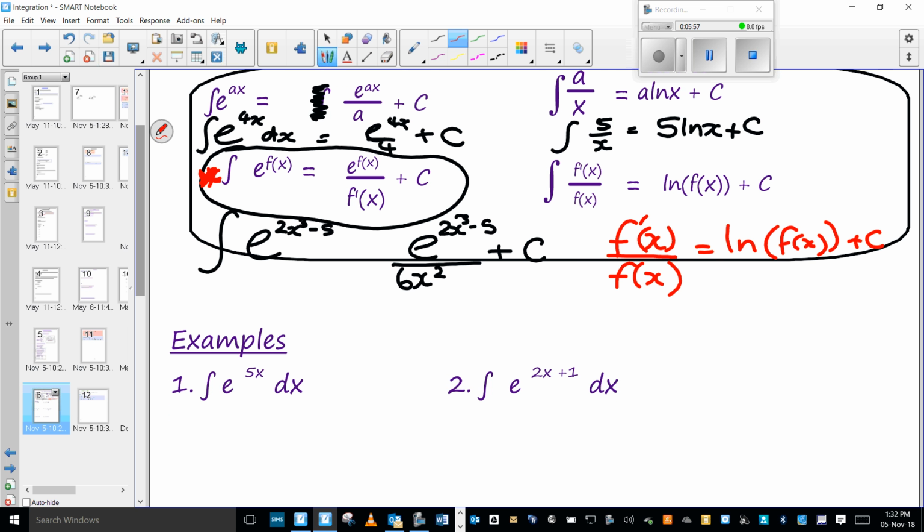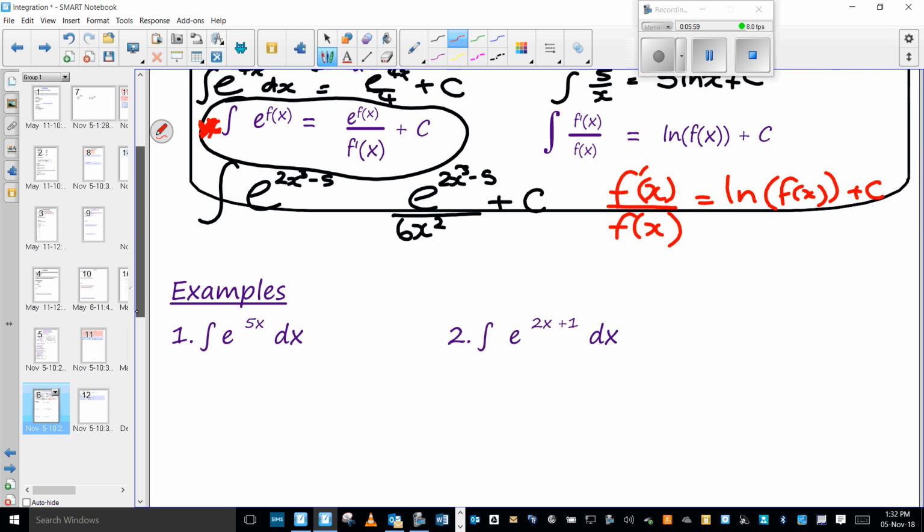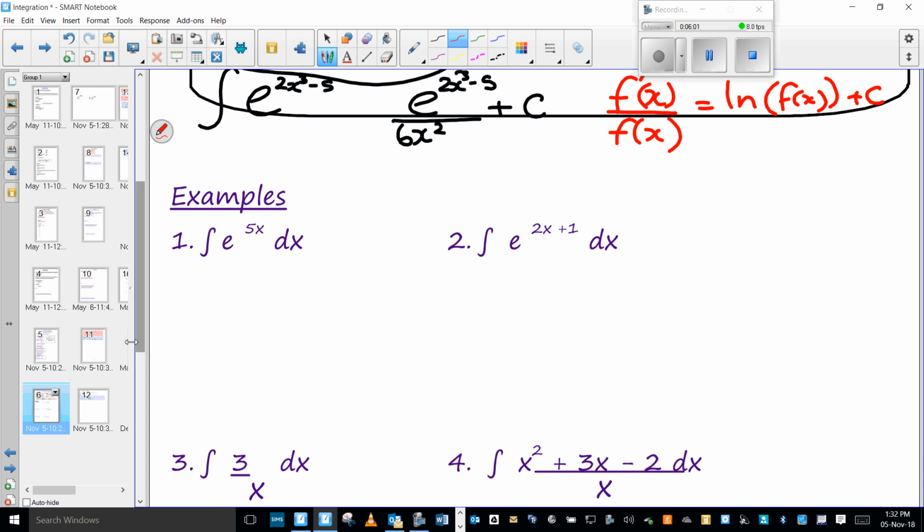Right, let's go through some examples. So, integral e to the 5x dx. Trishna, what is this one going to be? It would be e to the 5x over 5 plus c. Lovely. How else might they write this in the textbook?